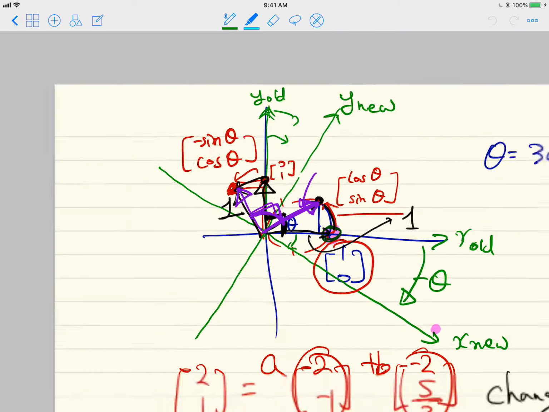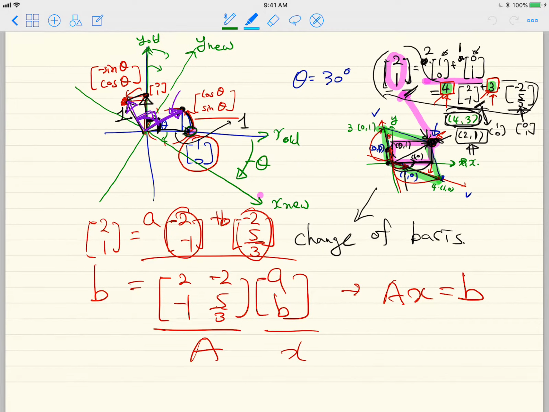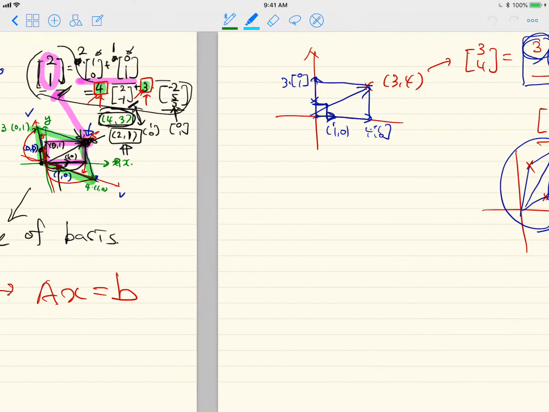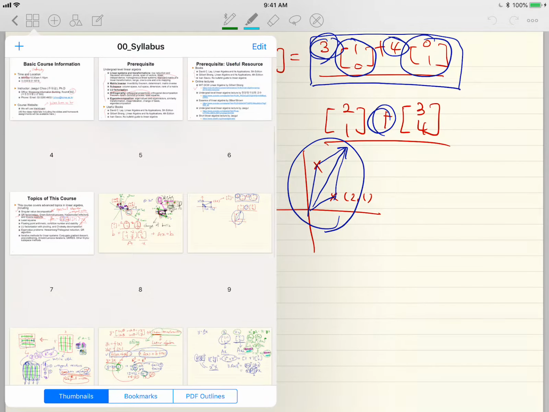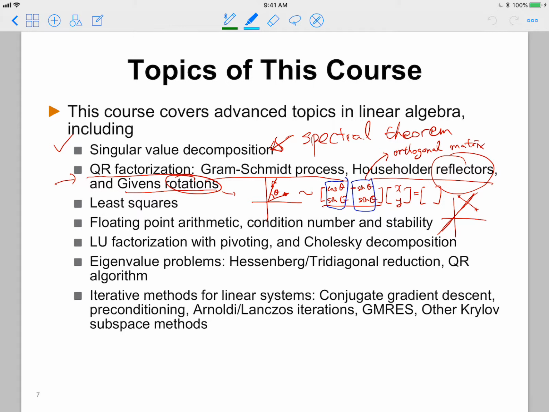Not sure if it's a good explanation or not, but anyways, we will discuss more on this high dimensional rotation when discussing Givens rotation and Householder reflection and so on. Anyways, it's already more than 10 minutes. So these are some intro about our class, and these are some of the topics that we will cover.